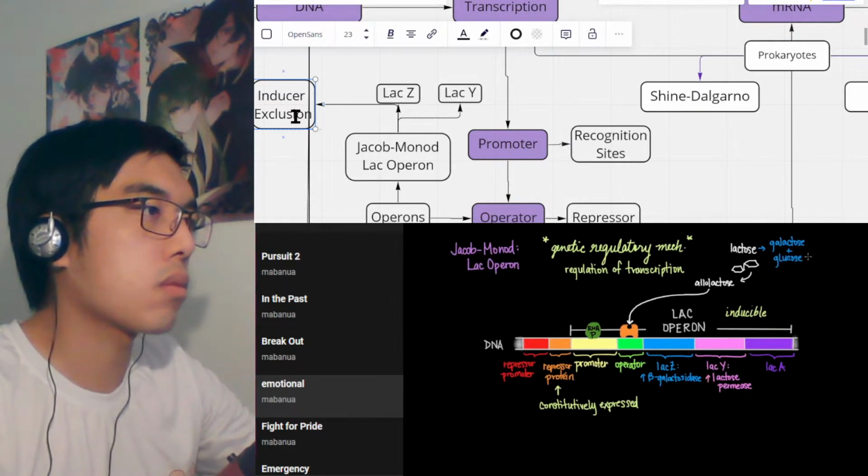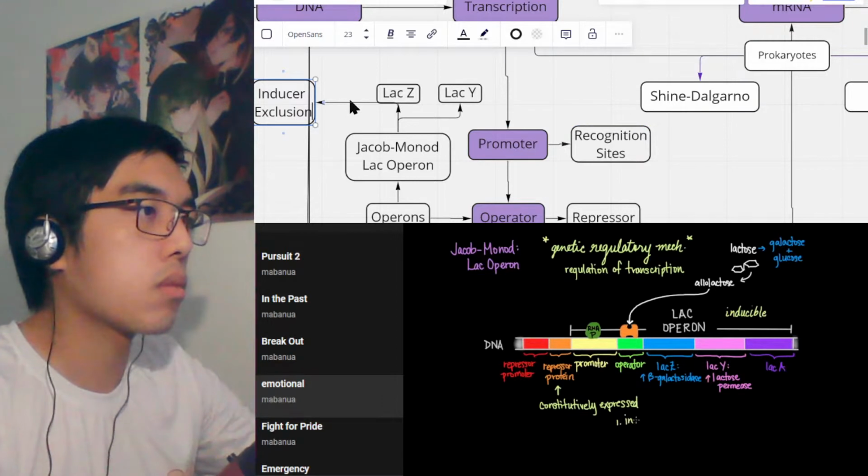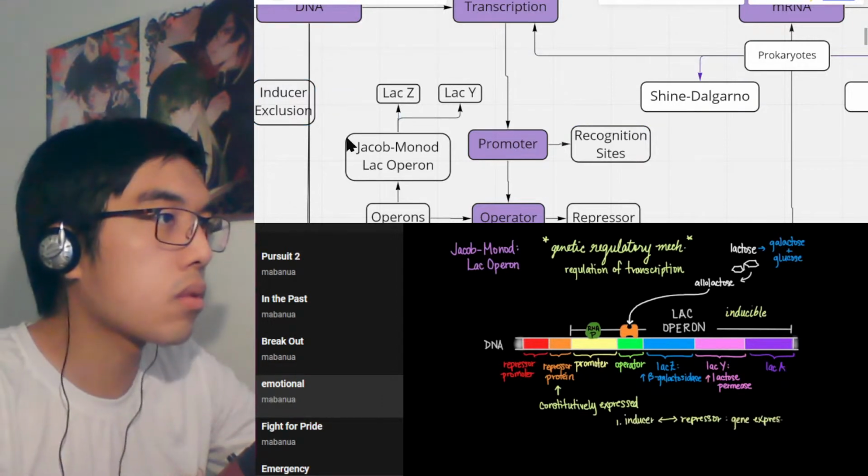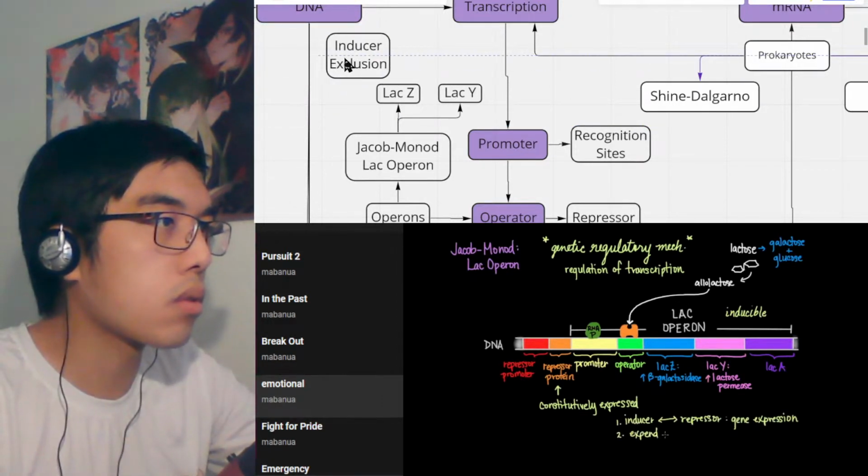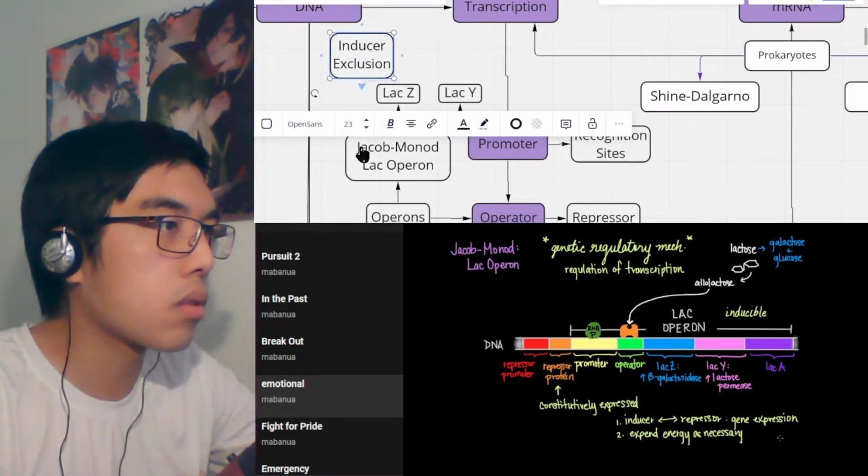Now, there are two key takeaway points from the lac operon model. The first is to realize that it is the interaction between the inducer and the repressor molecules that mediate gene expression. And the second idea is that the cell expends energy to make enzymes only when necessary. So there are inducible genes whose transcription is induced when a particular molecule is present.